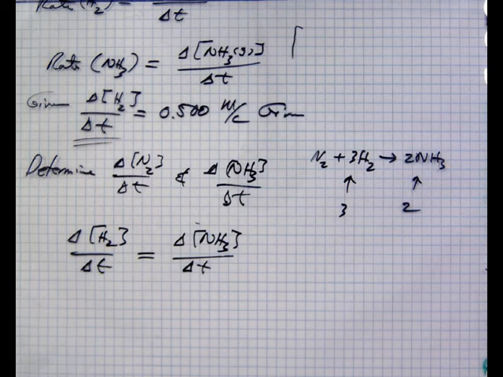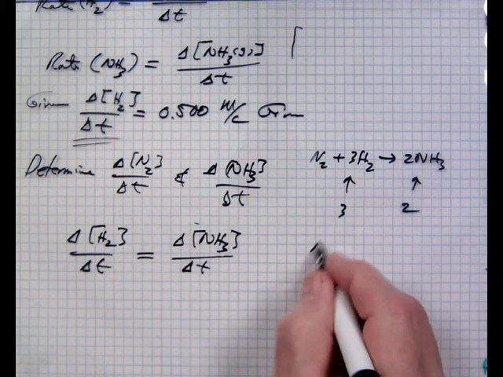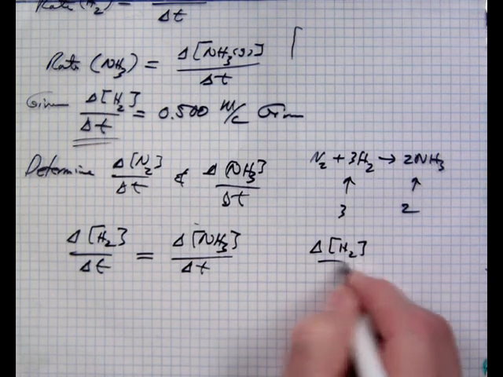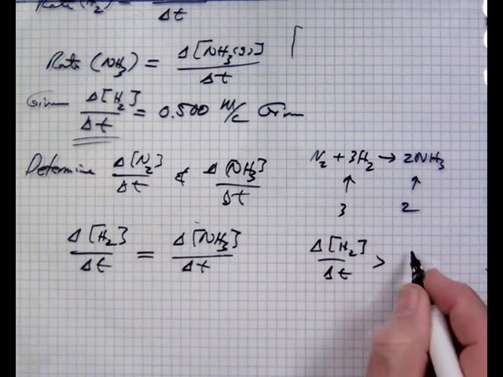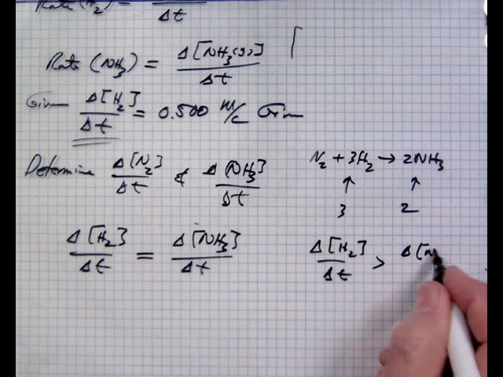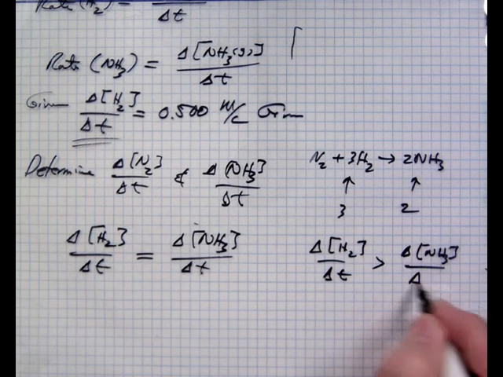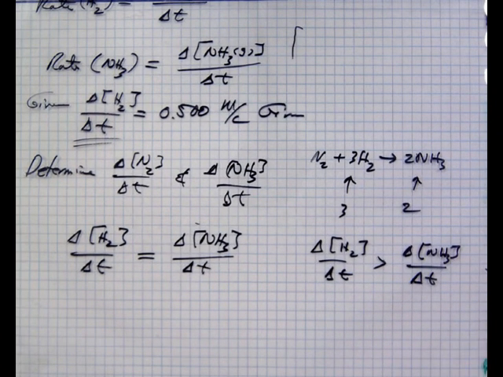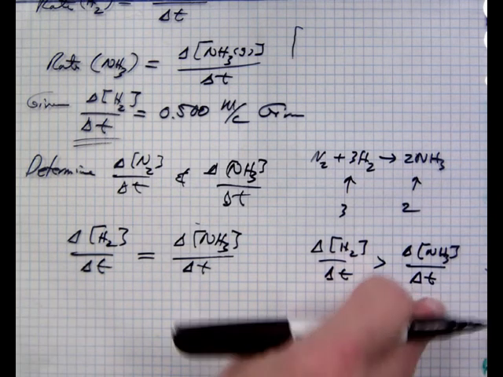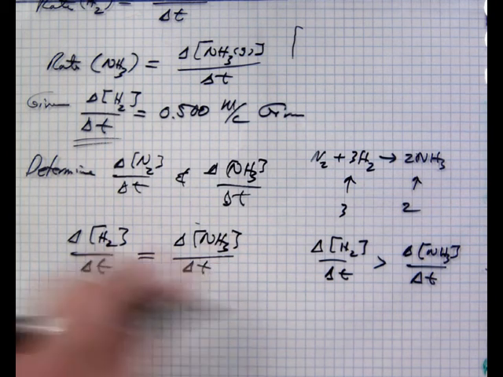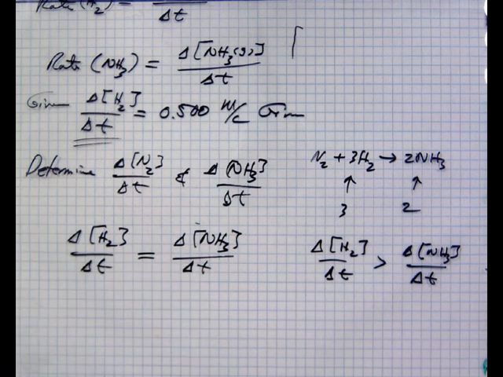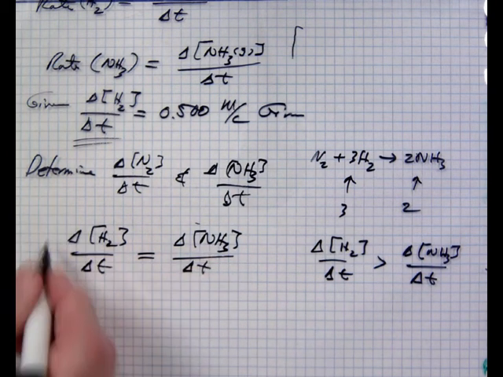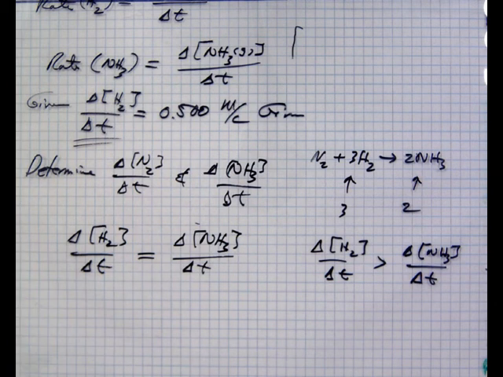Okay? In essence, we could write, just for descriptive purposes, to illustrate this, change in hydrogen over change in time is actually greater than change in ammonia over change in time. It's going 2 times whatever to 3 times whatever. To make these equal and put them into an equation like I have here, listen, this is it. This is the answer. Swap coefficients.